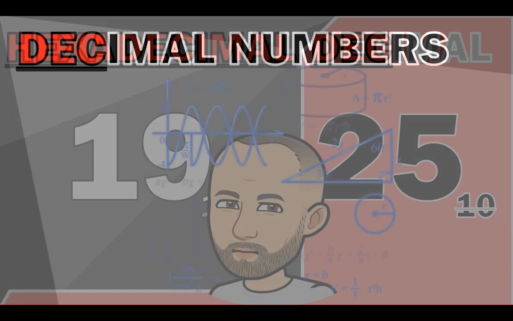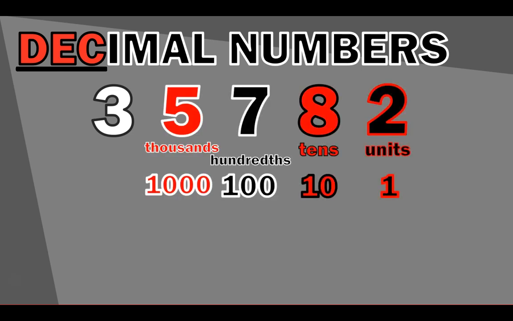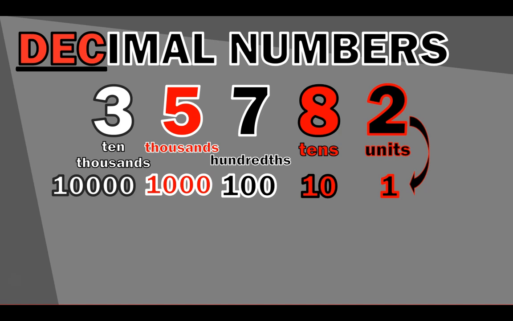If you remember how they work, taking the number 35,782. At primary school, you may have been taught to divide this number into its units, tens, hundreds, thousands, and tens of thousands, and so on. Here we have 2 units, 8 tens, 7 hundreds, 5 thousands, and 3 tens of thousands. To get this number, we multiply each value with its column and then add all of these together.